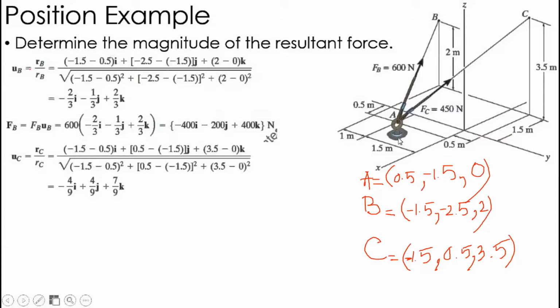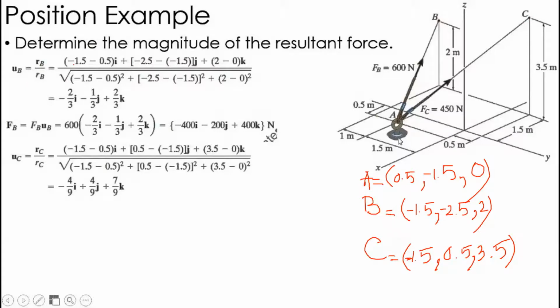For the position unit vector, what we are going to do, u_B equals r_B upon r_B. So we are working for AB. Both the points are starting from A, you can see A to B and A to C. So for the A to B direction, you have to subtract A from B, and here you have to subtract coordinates of A from C.